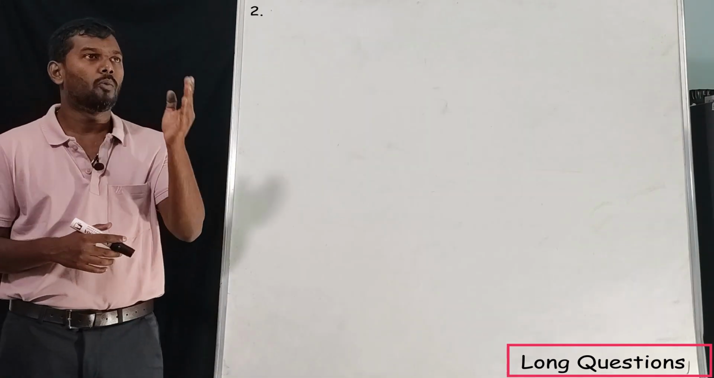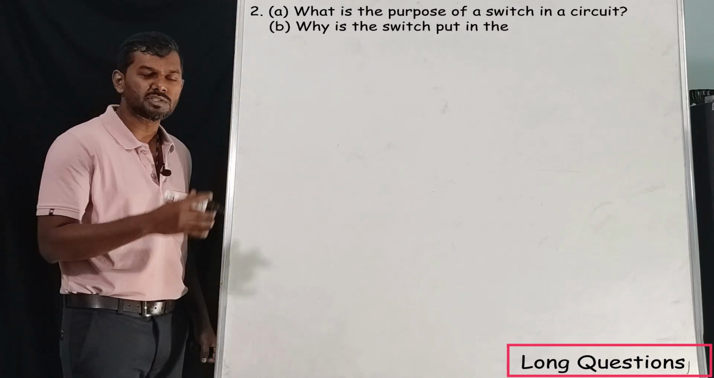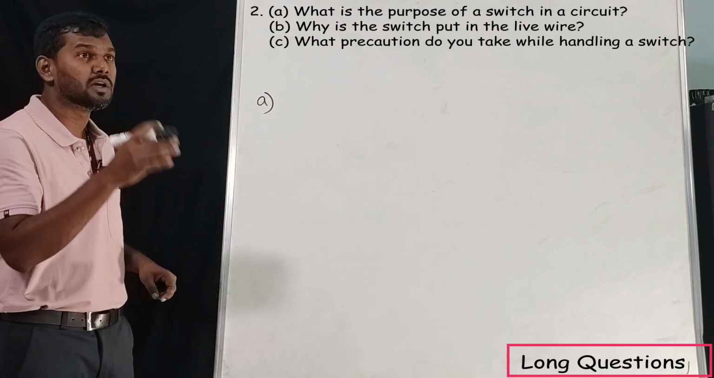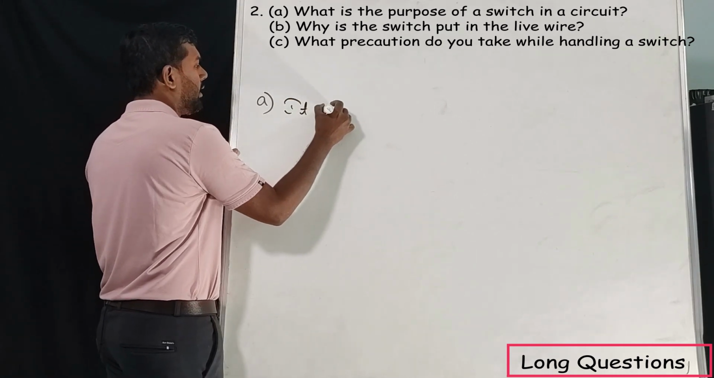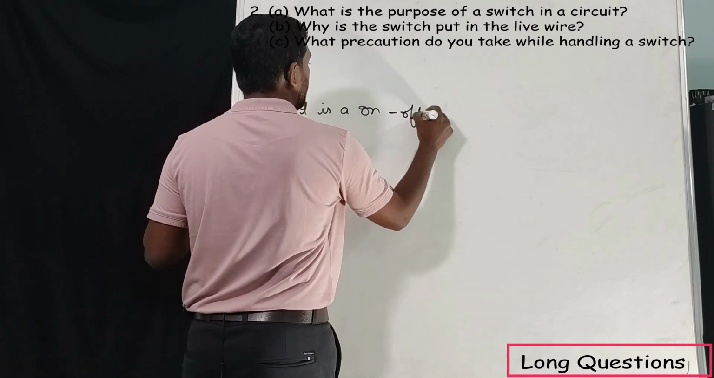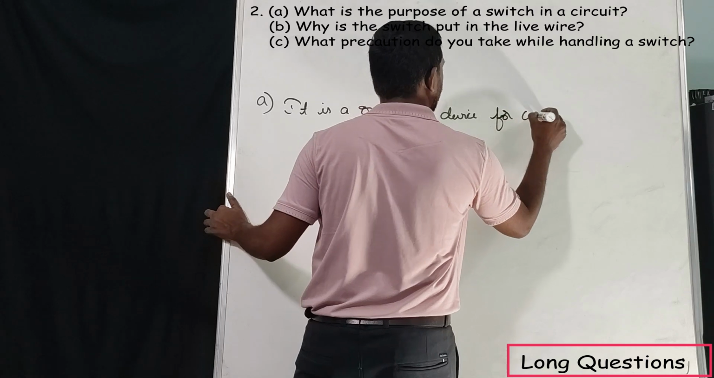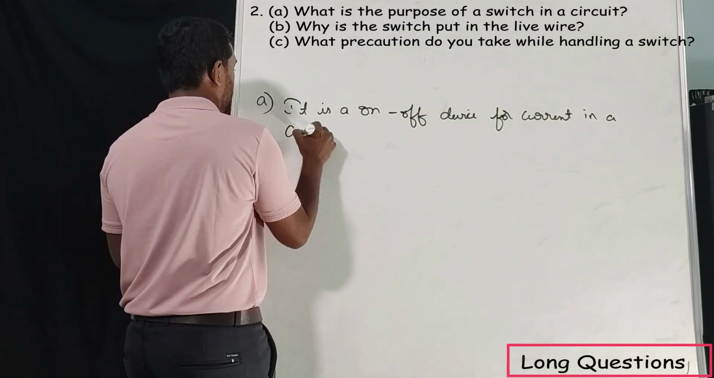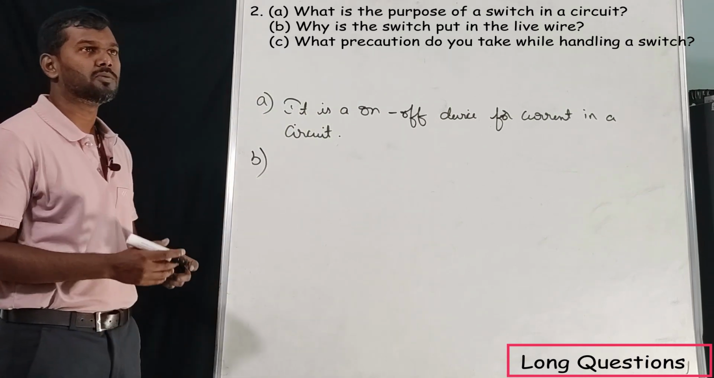Our next question: what is the purpose of a switch in a circuit? Listen, we have 2 more sub questions. We'll go one by one. What is the purpose of connecting a switch? So what is the function? What is the purpose of a switch? It is an on off device for current in a circuit. That's it.